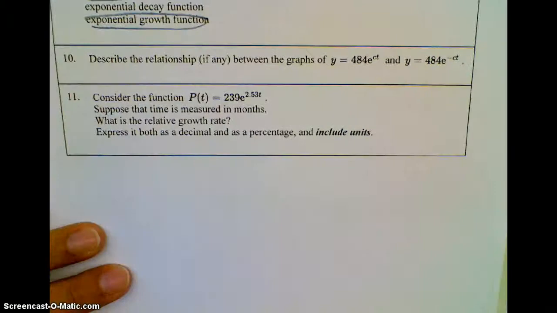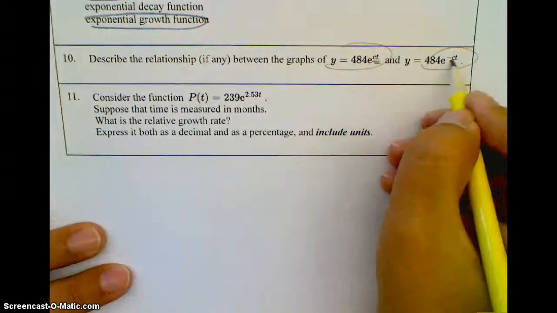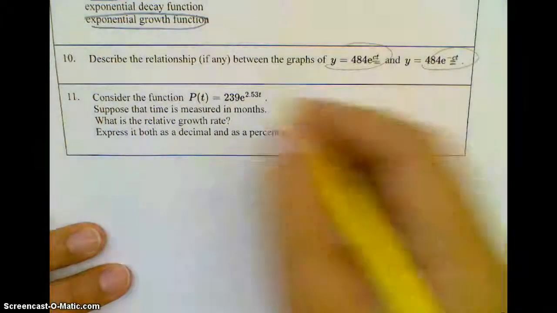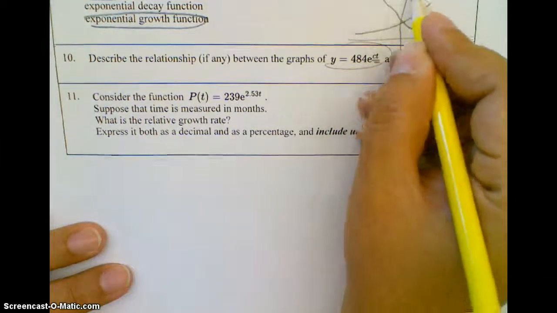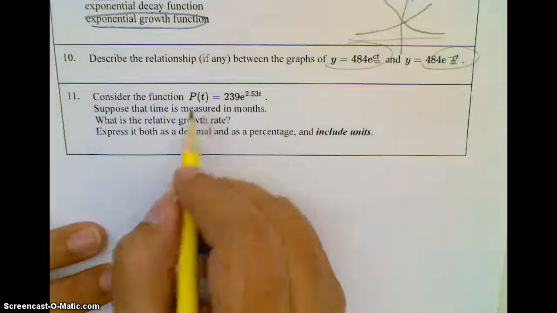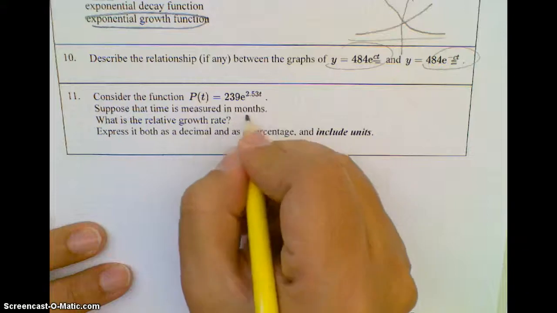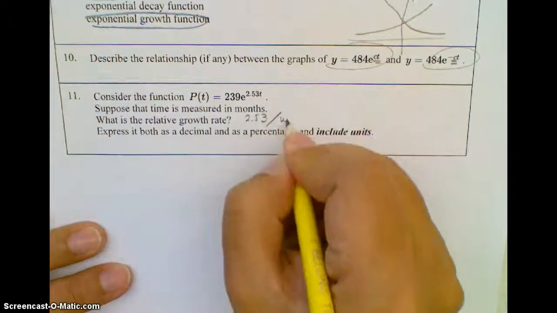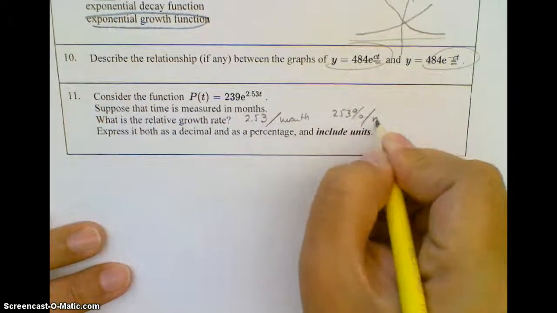Number 10 says describe the relationship between this graph and that graph. So I know that the only thing that is changing, this one would be increasing and this one will be decreasing. And not only that, but they are a reflection over the y-axis. Number 11, consider this function. Suppose that time is measured in months. What's the relative growth rate? So the growth rate would be 2.53 per month, or you can say 253% per month.